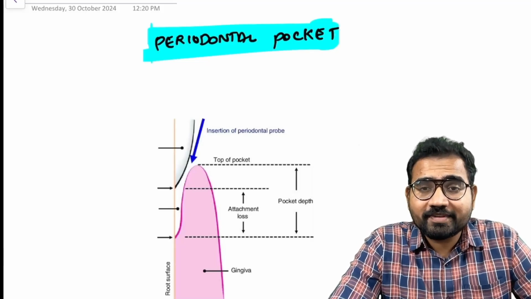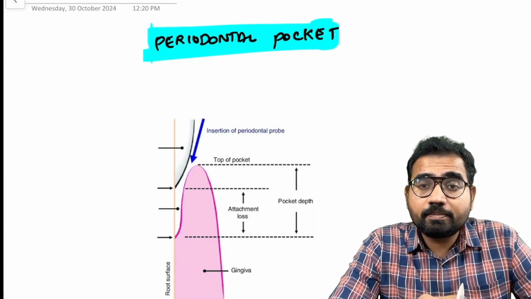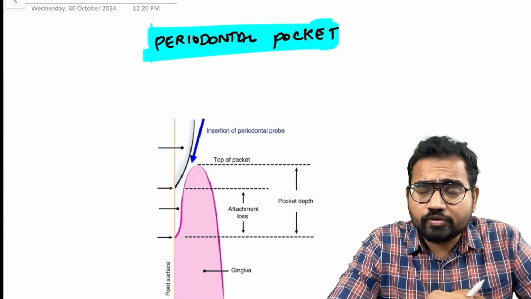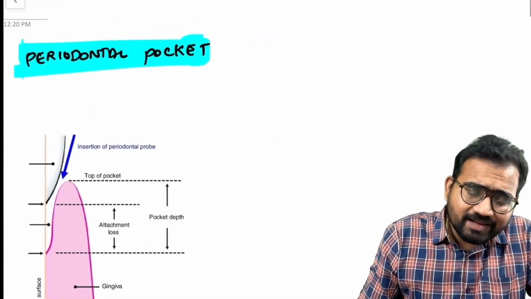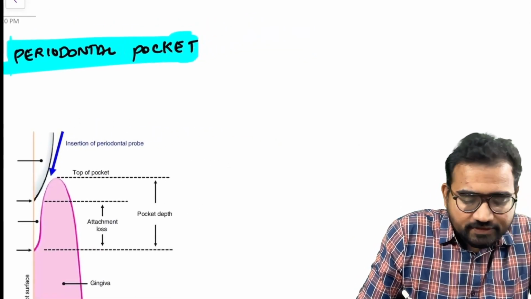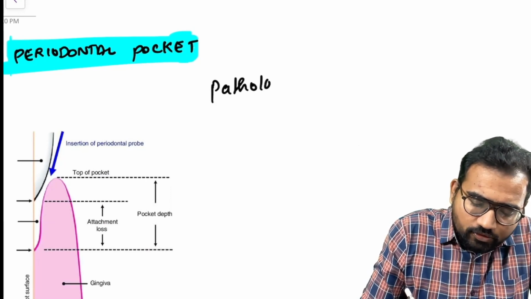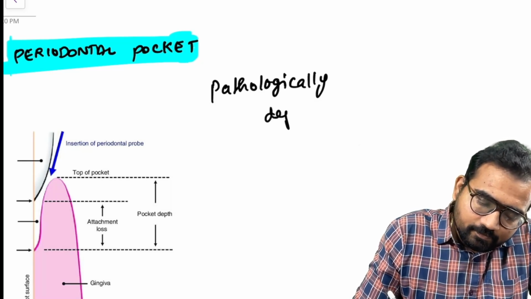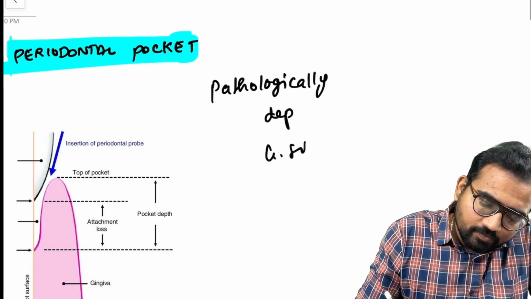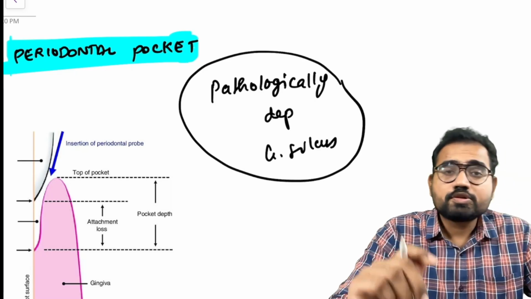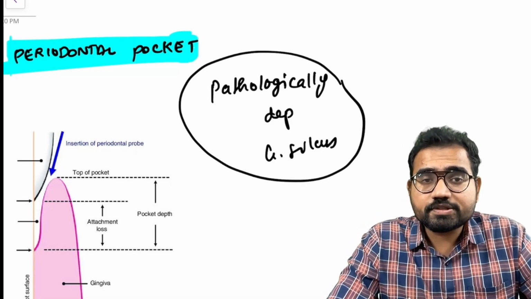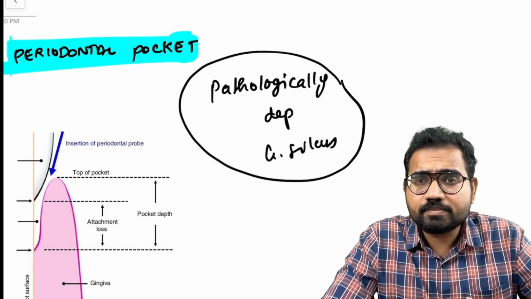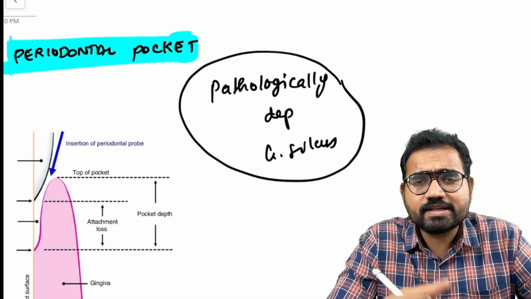A very good morning. Today we are going to talk about periodontal pocket. As you all know, a pocket is nothing but a pathologically deepened gingival sulcus. Any sulcus which has gone beyond the normal probing depth becomes pathology, and we are going to call that a pocket.